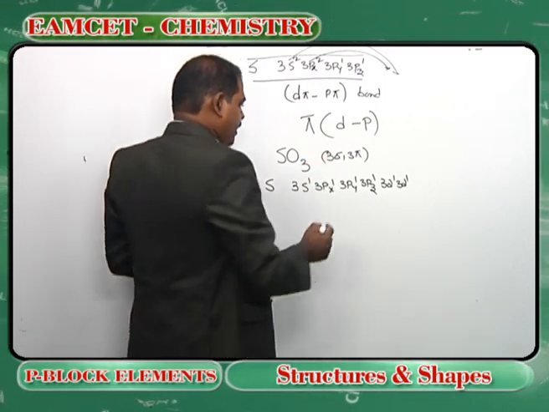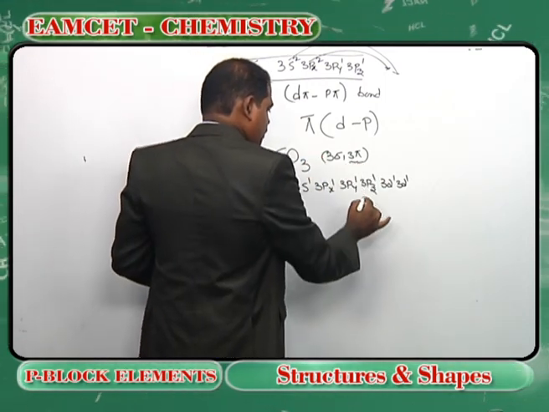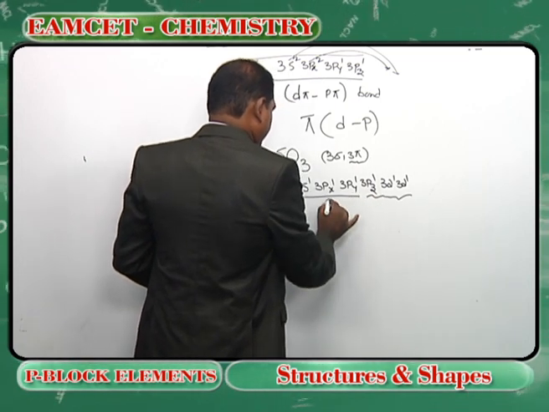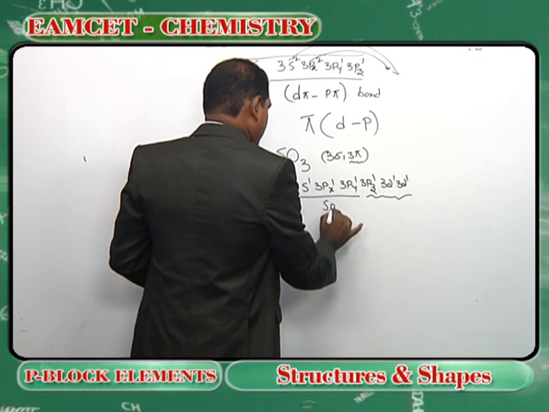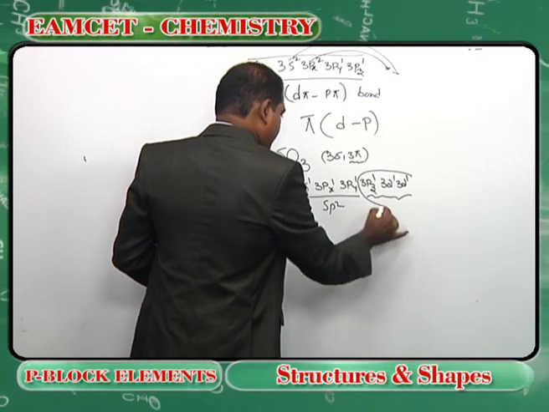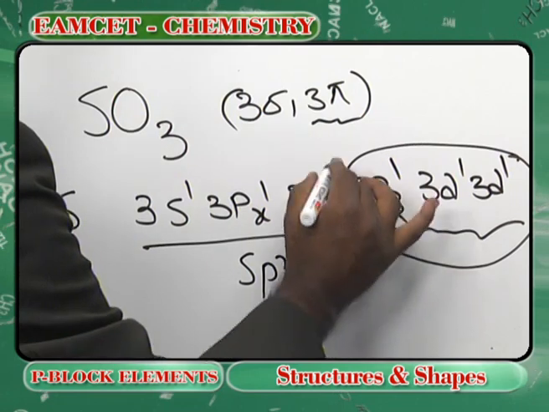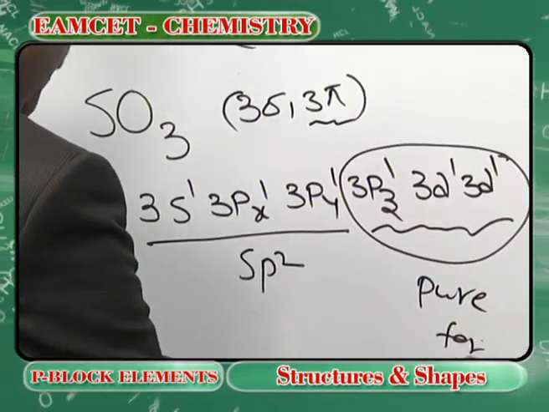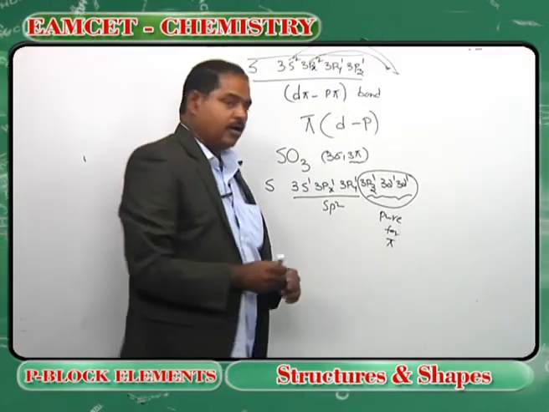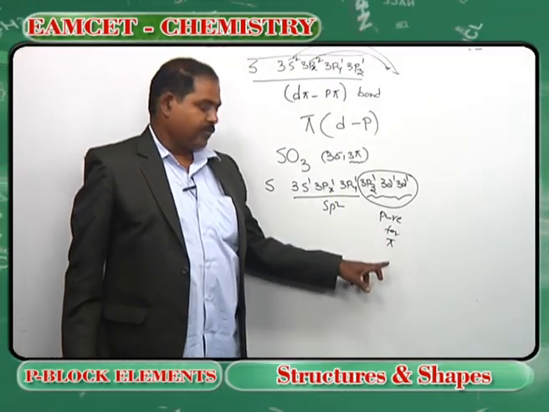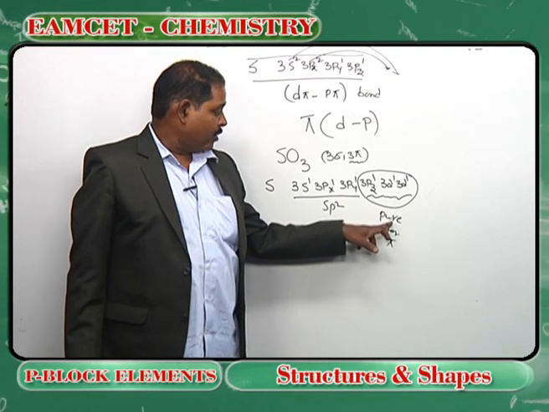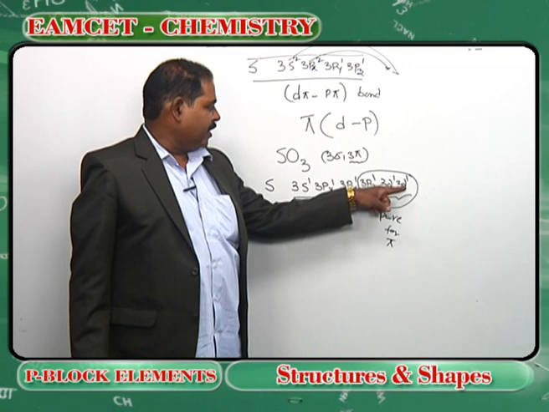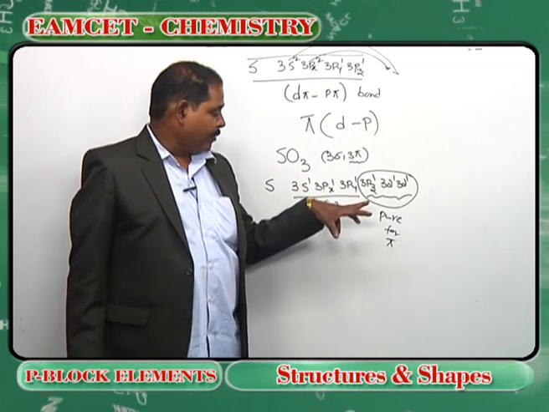So, here I need to form 3 pi bonds. So, leave 3 pure orbitals for pi bonds. You have sp2 hybridization, and these 3 orbitals are pure orbitals for pi bond formation. Okay. So, these 3 are given for pi bond.